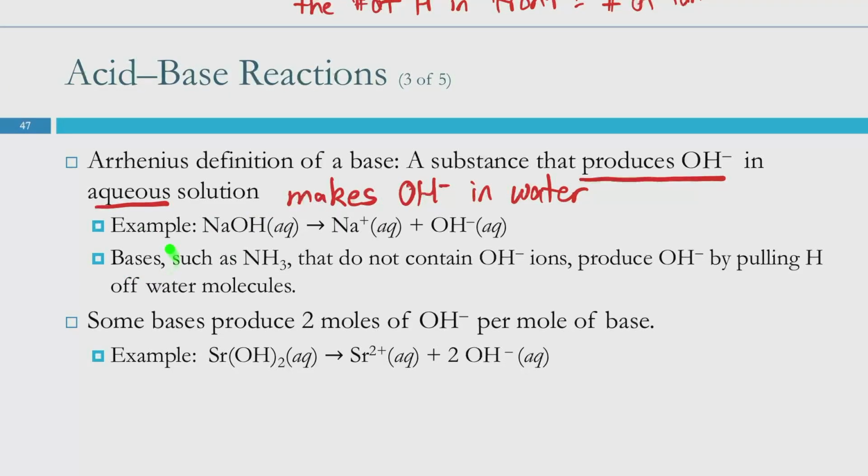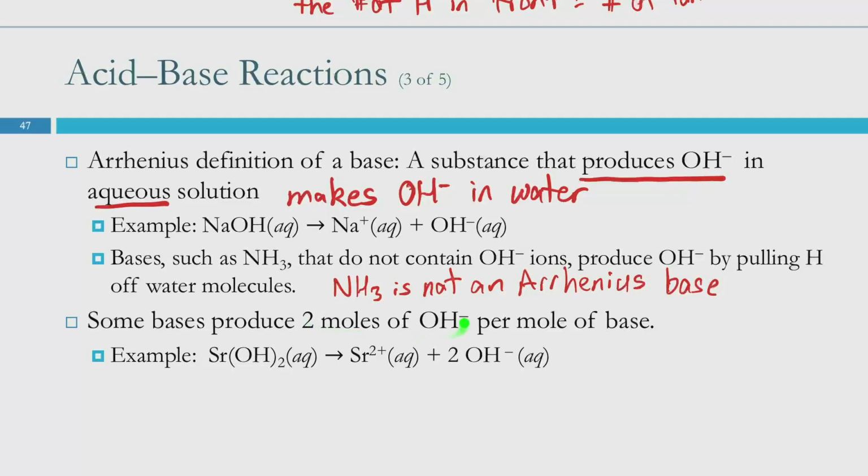There are also bases like NH3 that don't contain OH- ions, but instead produce hydroxide by pulling a hydrogen off of water molecules. These are not Arrhenius bases. NH3 is not an Arrhenius base. It is a base, it's just not an Arrhenius base, because it doesn't directly produce the hydroxide. It doesn't have hydroxide that it can release when it goes into water.